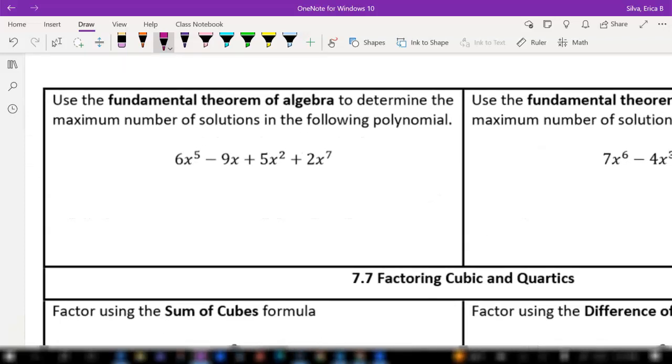Using the fundamental theorem of algebra, we want to look at the maximum number of solutions. So we want to look for the highest degree. This is 1 if it doesn't have a number. So because my largest number is 7, then 7 is the maximum number of solutions.